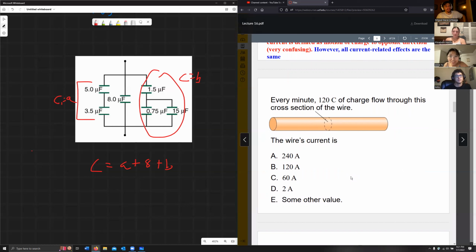So with this, every minute, 120 coulombs of charge flow through this cross section in a wire. What is the current of the wire? We could use one of the equations we saw earlier, I is equal to the change in charge divided by the change in time. Time is usually denoted in seconds, not minutes. So I'm going to assume we'd say 120 coulombs over 60 seconds. So I'm going to say that this is 2 amps.